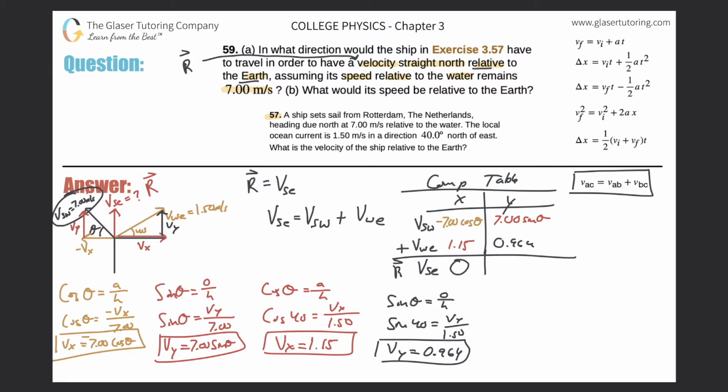So remember, what did I say over here? I'm saying that the velocity of the ship relative to the Earth in the x direction should be equal to the velocity of the ship relative to the water in the x direction, plus the velocity of the water with respect to the Earth in the x direction. So what is this value? Well, 0. What's this value? Well, it's this, so plug it in: negative 7.00 cosine of theta. And what's this value? That was the 1.15. So put that in. So how do you solve it?